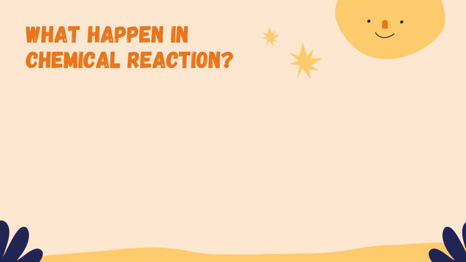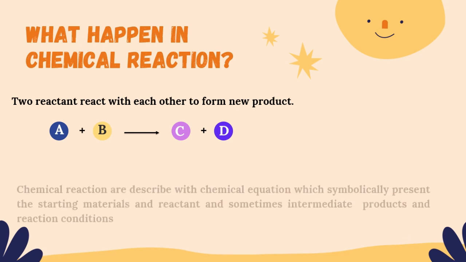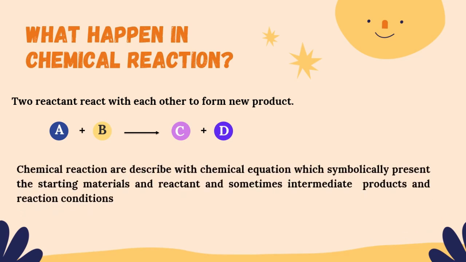So, what happens in a chemical reaction? In a chemical reaction, two reactants react with each other to form new products. In a simple way, I can draw it. Substance A reacts with substance B to produce substance C plus substance D. It is a chemical reaction in a simple way. And chemical reactions are described with chemical equations, which symbolically present the starting materials, reactants, and sometimes intermediate products and reaction conditions. So, the reaction can be symbolically presented by a chemical equation.